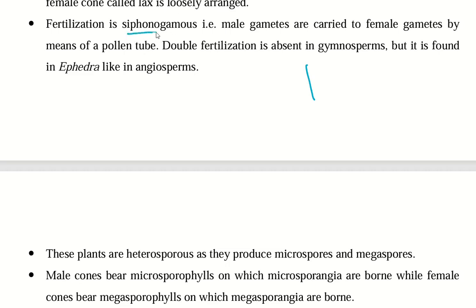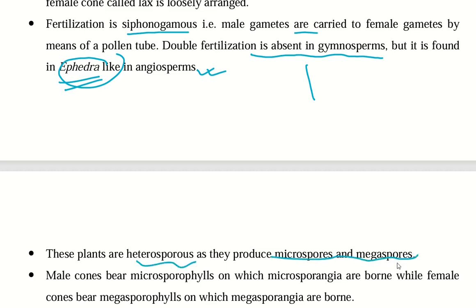Likewise, fertilization is siphonogamous type, that is, the male gametes are carried to the female gametes by means of a pollen tube. Double fertilization is absent in gymnosperms, but it is found in Ephedra like in angiosperms. It is the exception here. Ephedra, being a gymnosperm, has double fertilization like angiosperms. These plants are heterosporous, that is, both microspores and megaspores are present. The male cone bears the microsporophylls on which the microsporangia are borne, while the female cones bear the megasporophylls on which the megasporangia are borne, which give megaspores, that is the female spores.